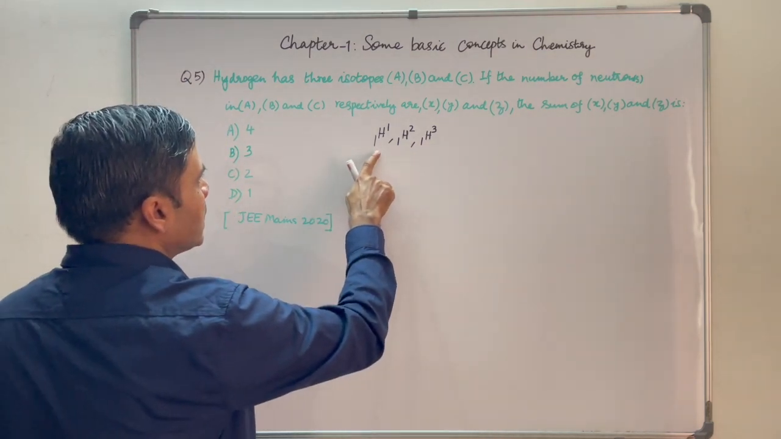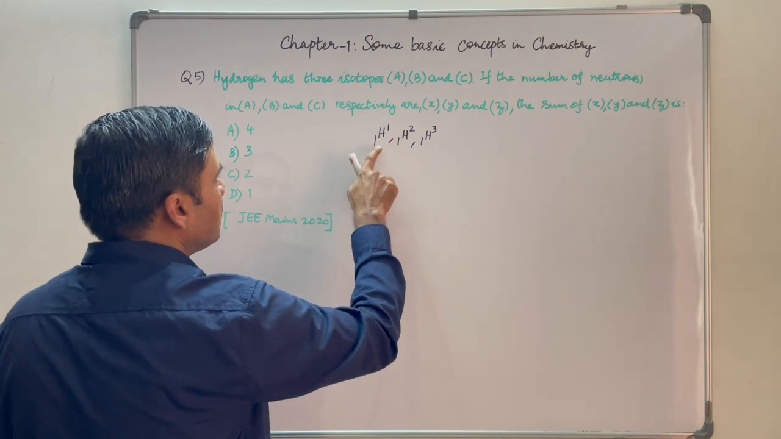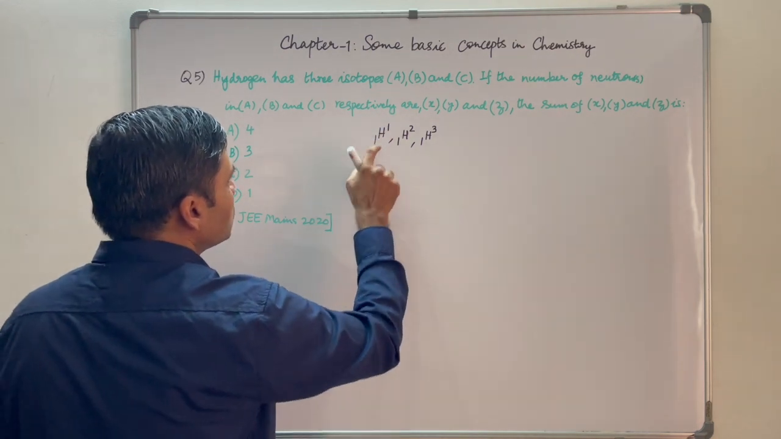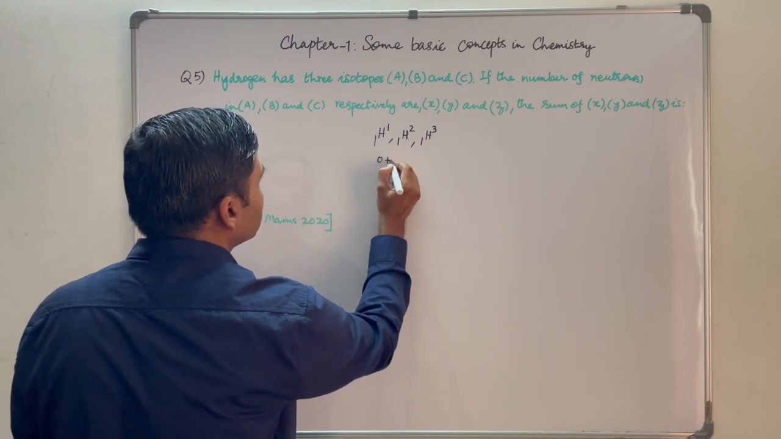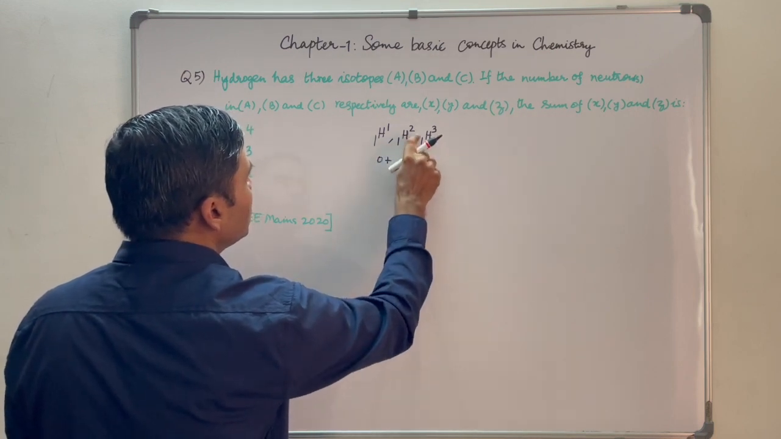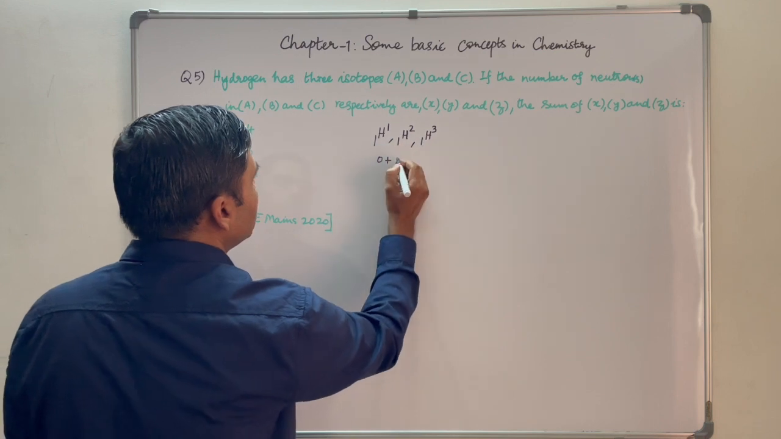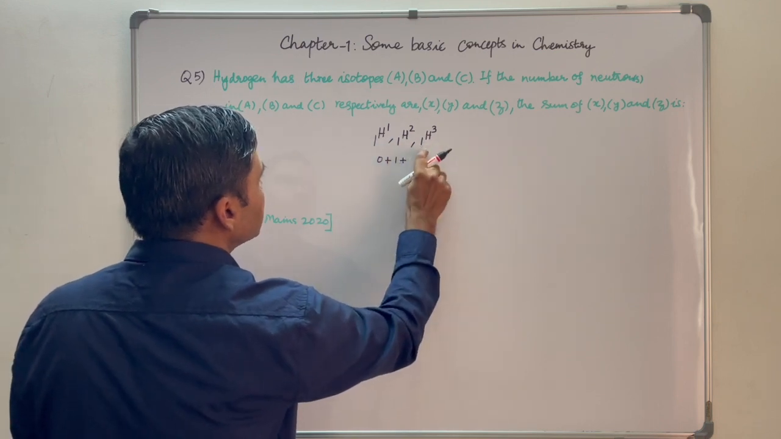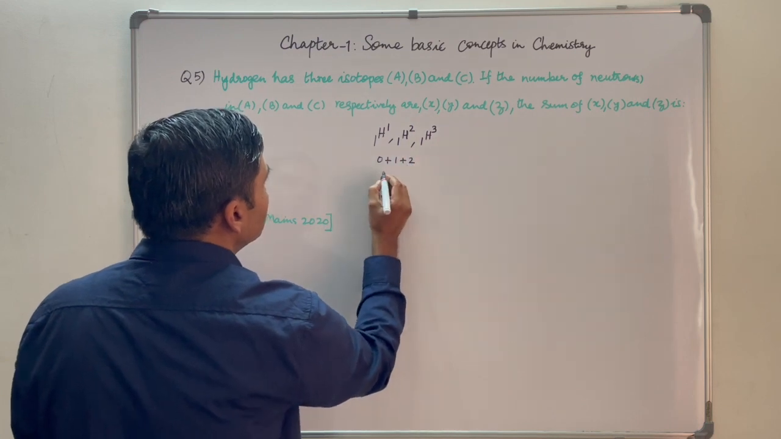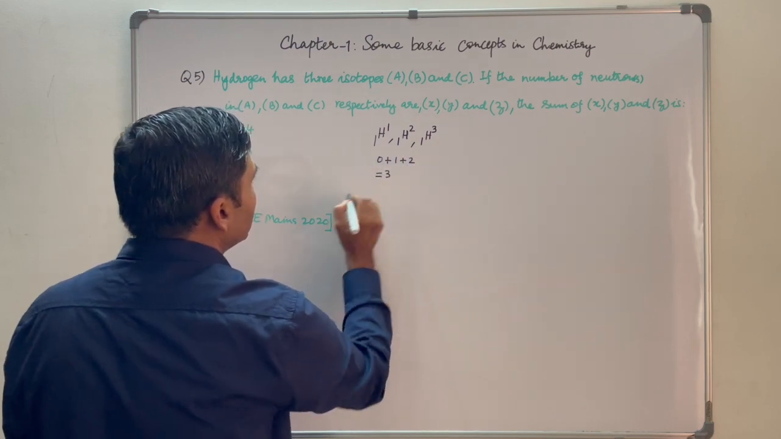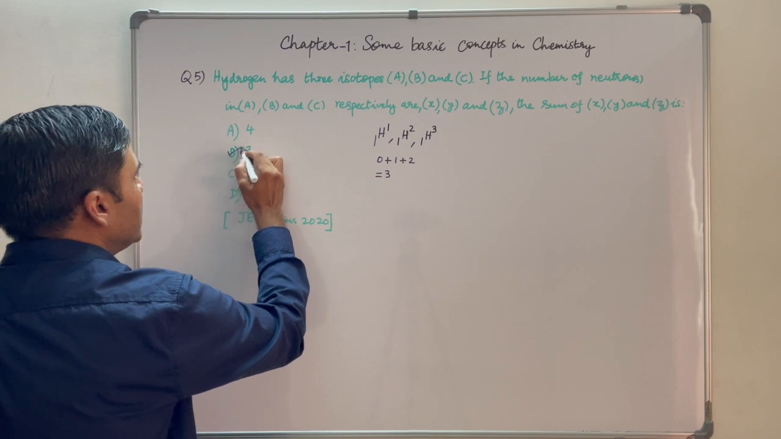Number of neutrons can be calculated by A minus Z. So in 1H1, number of neutrons will be 1 minus 1 means 0, plus in 1H2, number of neutrons will be 2 minus 1 means 1. In 1H3, number of neutrons will be 3 minus 1 means 2. So the summation will be 3 and the correct option will be B.